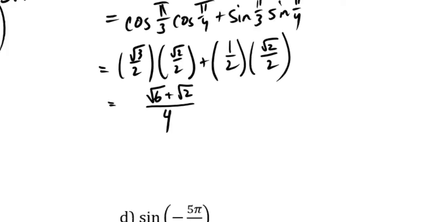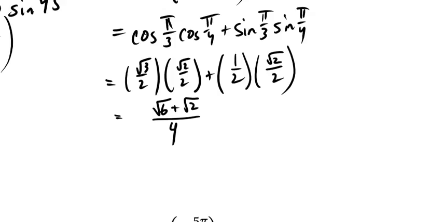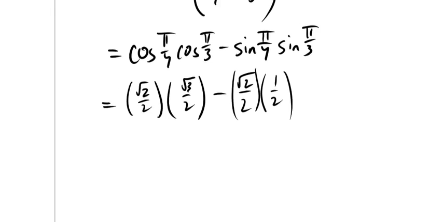This is all the same fractions as the last question. Root 3 over 2, root 2 over 2, 1 over 2, root 2 over 2. So it's root 6 minus root 2 over 4. Don't always try to do that in one step. But in this case, since we've already seen it, you might be able to. Okay, one more.